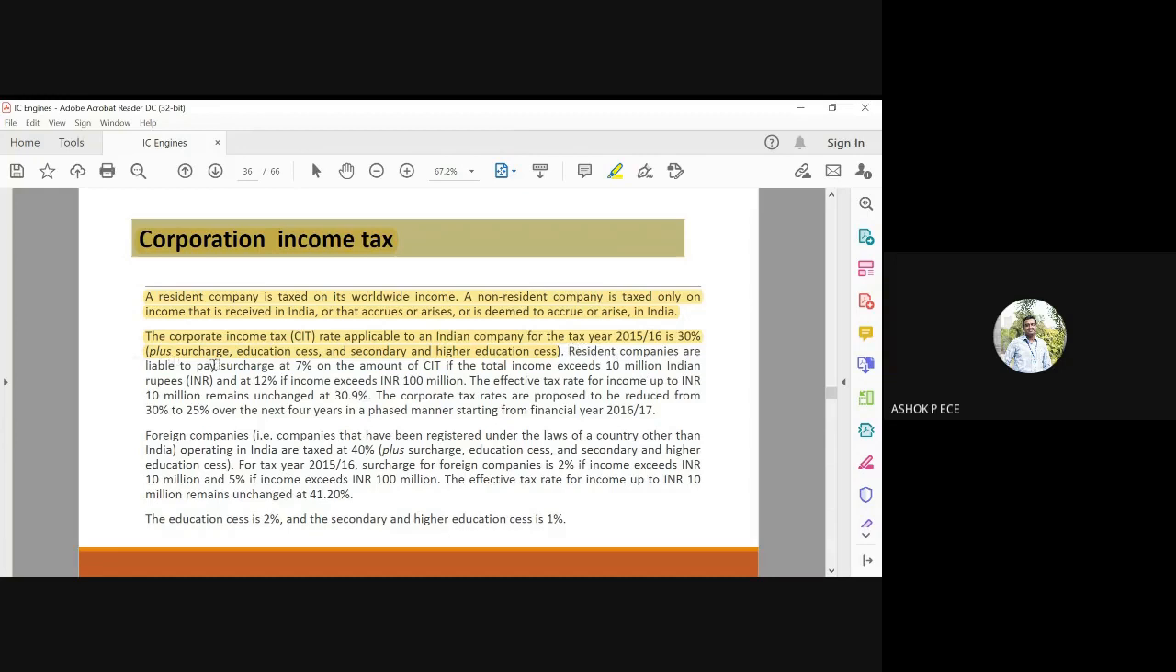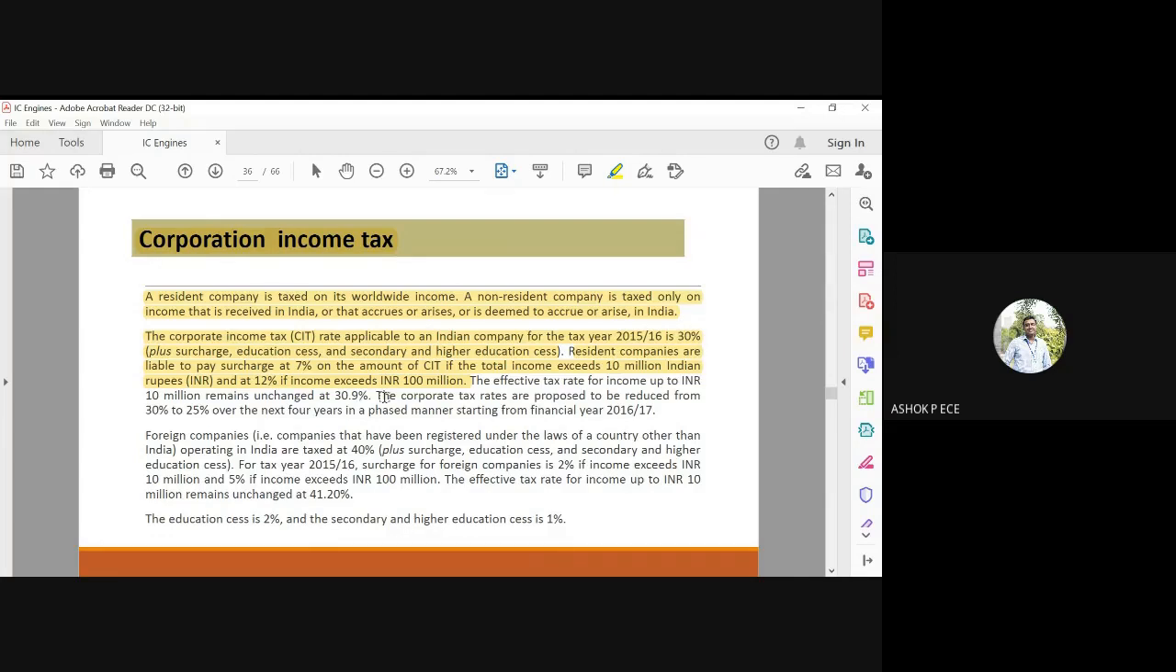Resident companies are liable to pay a surcharge at 7% if the income exceeds 10 million Indian rupees, and 12% if the income exceeds 100 million. So depending on how much profit they have, you have the surcharge percentage defined. If your company income is exceeding 10 million rupees, you have to pay 7% surcharge. This is for the 15-16 financial year. And if it is exceeding 100 million, you have to pay 12% surcharge.